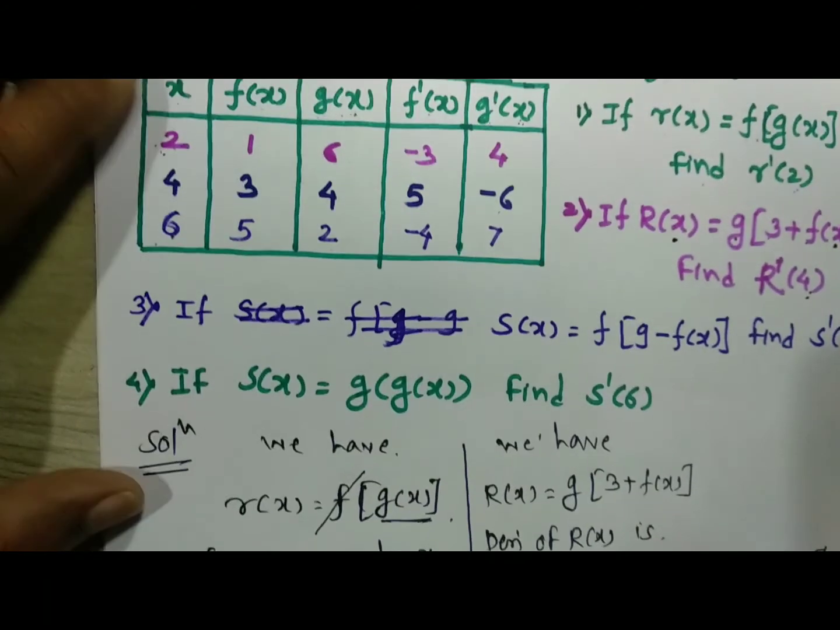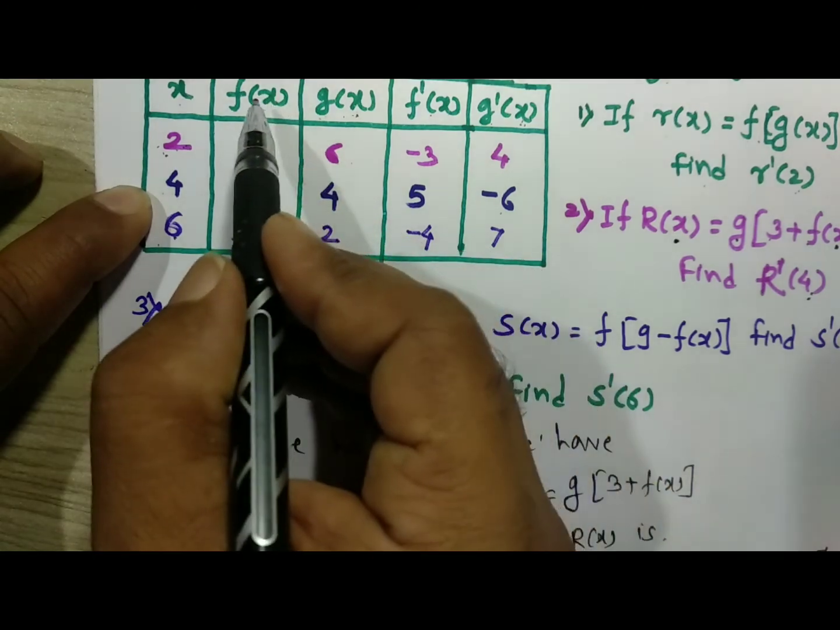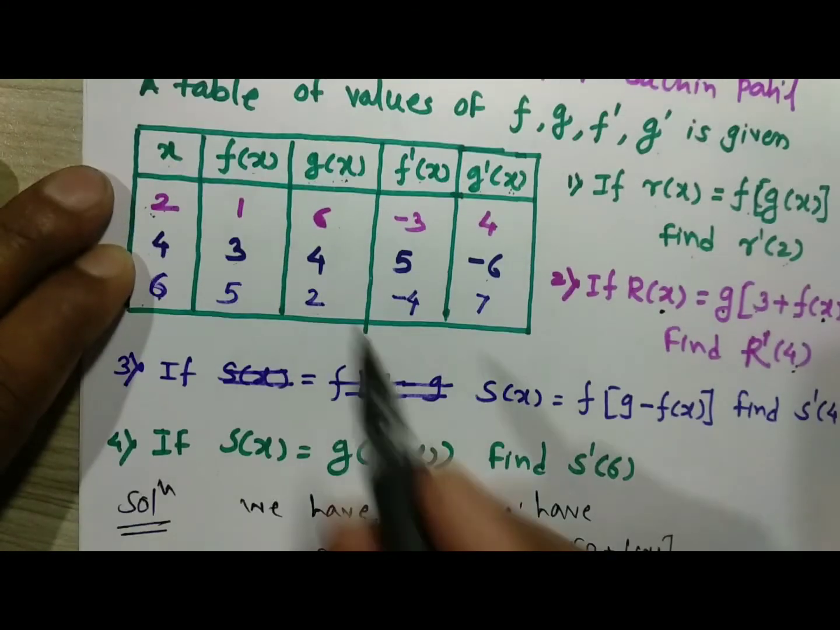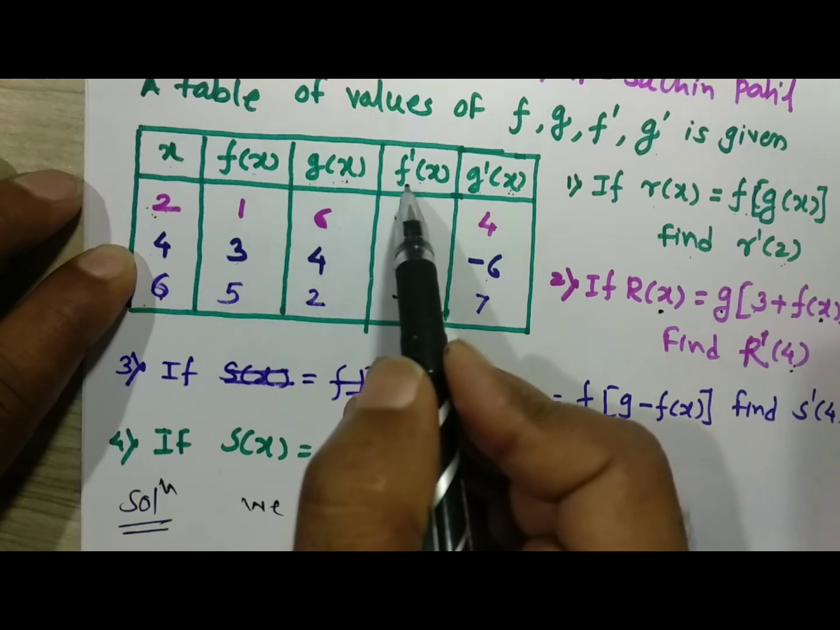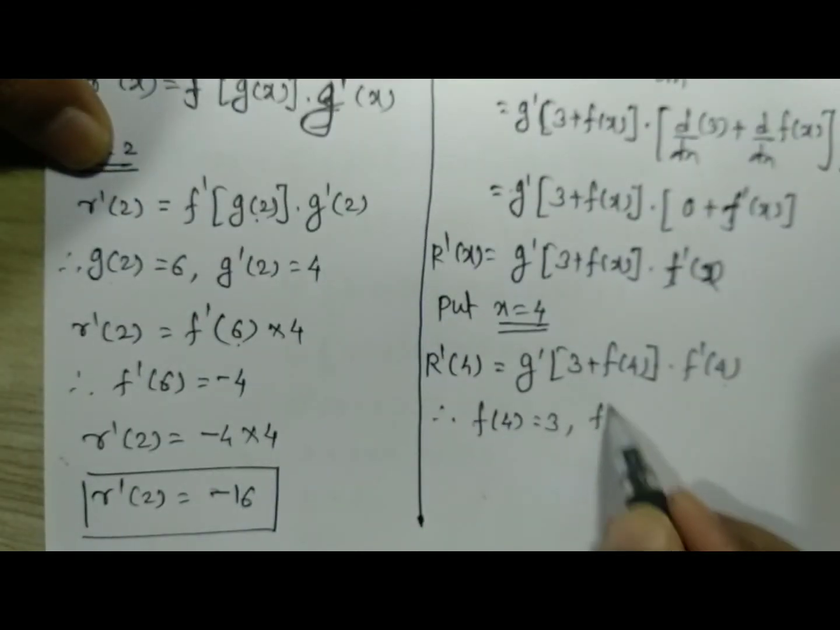First of all, if x is equal to 4, at that time f of x, that means f of 4, is equal to 3. Therefore, f of 4 is equal to 3 and f dash 4. Once again, you are moving with the table for f dash 4. That means x is equal to 4 is here and f dash 4 is equal to 5. And therefore, you will get f dash 4 is equal to 5 here.